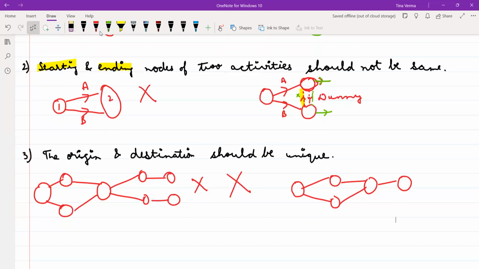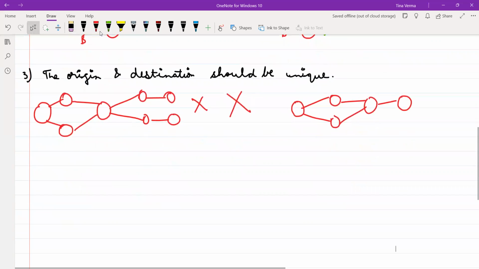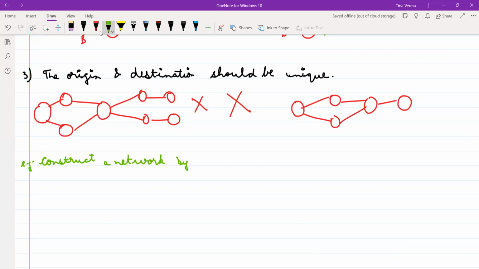Fine. So these are some basic rules that you have to take care of: the origin should be unique, the destination should be unique, the activity's starting and ending nodes cannot be the same, right? And the activities should not form a closed loop, right? So we will do one example: construct a network by considering the following information.